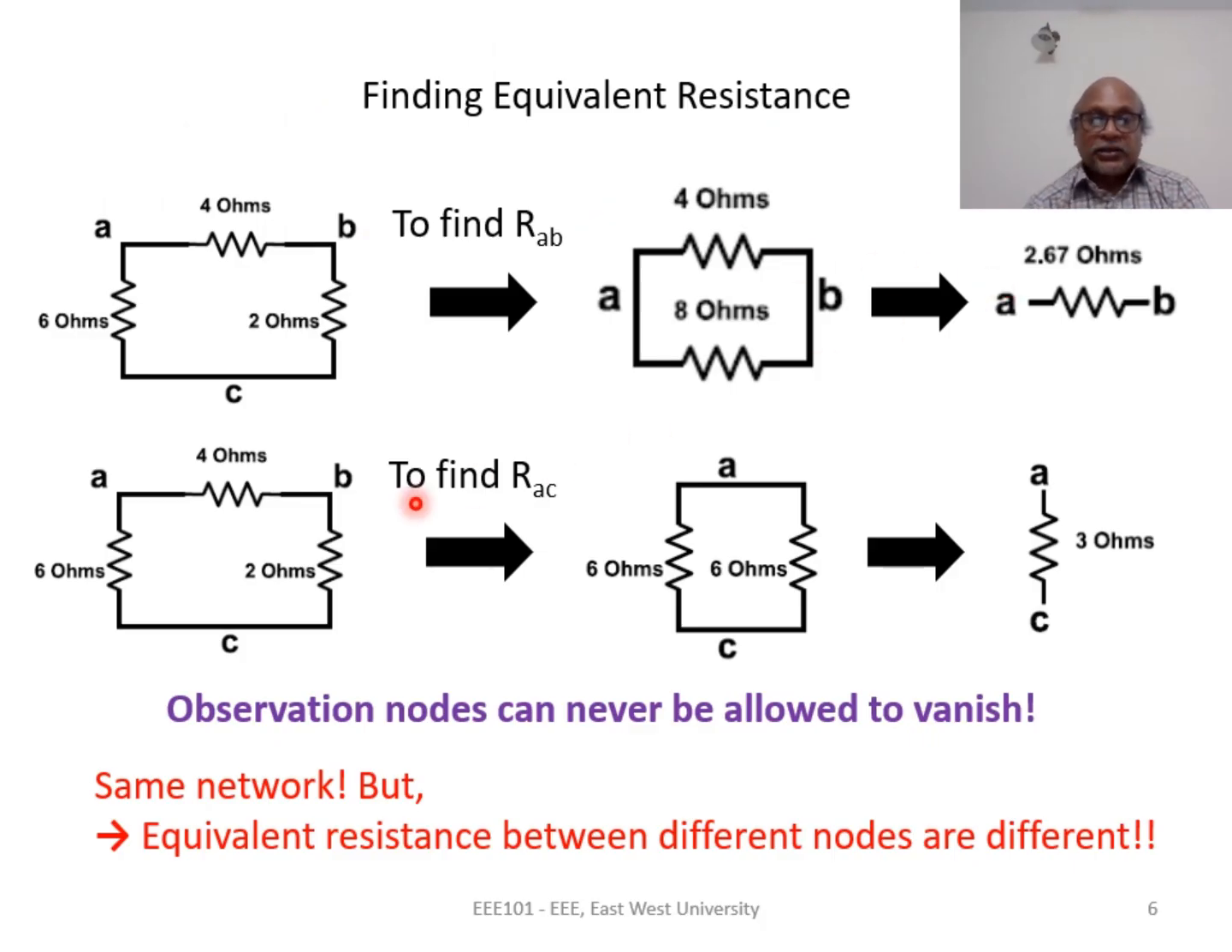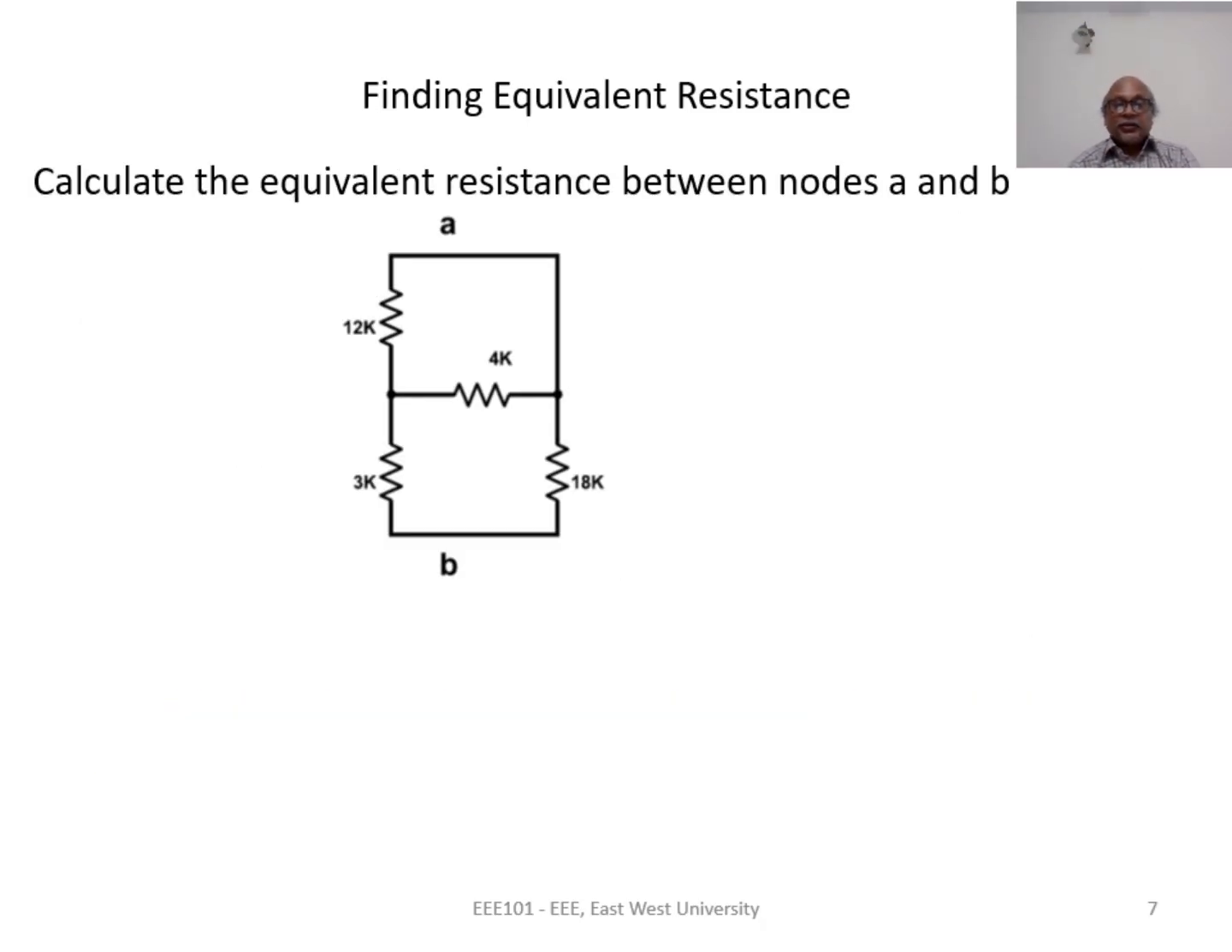If we look at these two results, the original network is the same, but we get two different results by making two sets of observation nodes. How we look, where we look, makes the resistance different. Okay, let's look at another circuit. In this circuit, we want to find the equivalent resistance between node A and node B. Here we see the resistance units are K. K stands for kilo ohms.